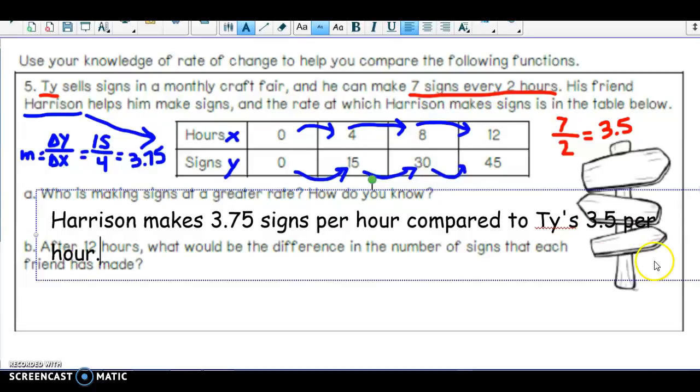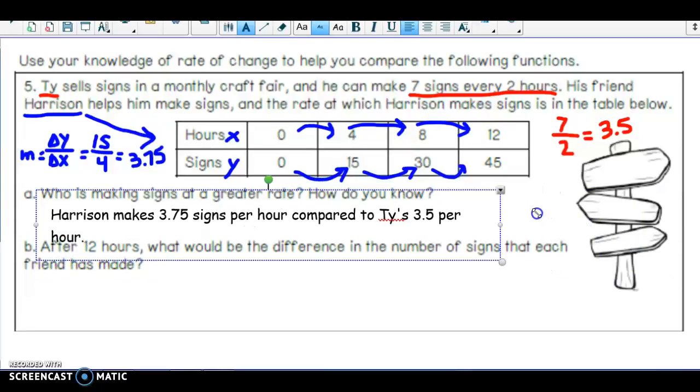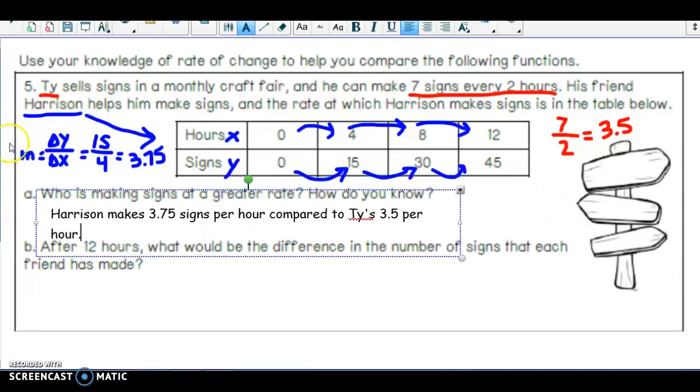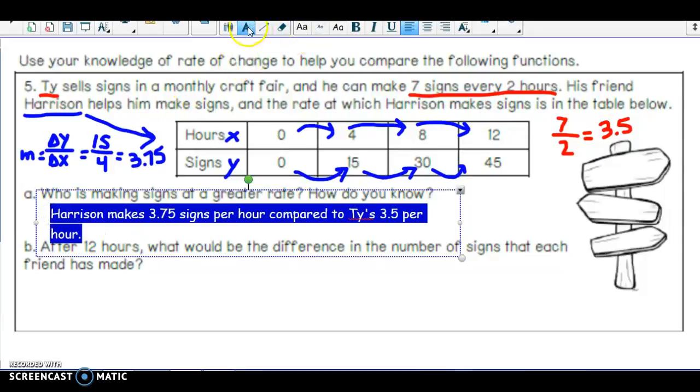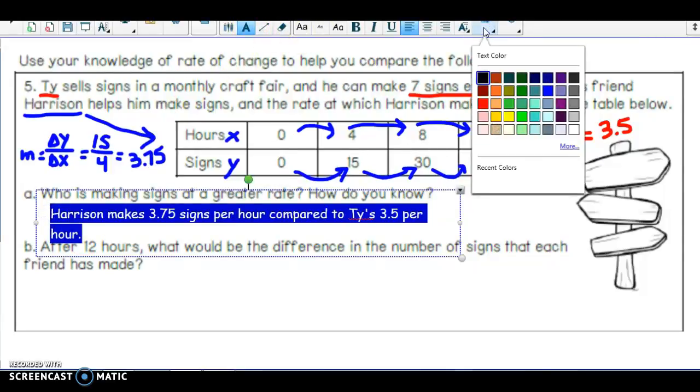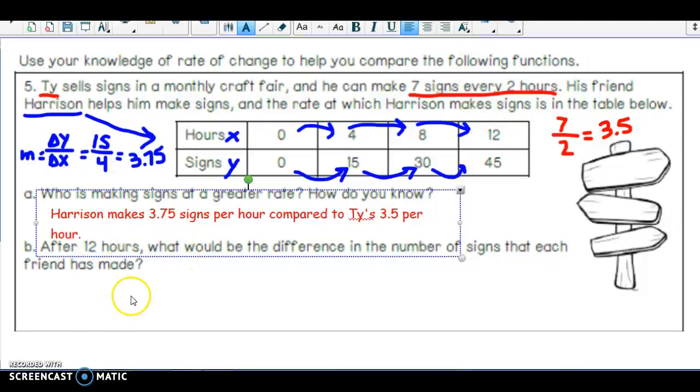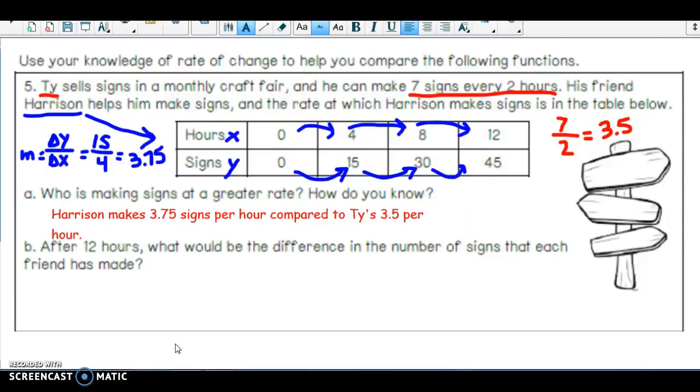And I think with the work that we've shown, it is pretty clear how we know. We've shown our change in y over change in x. We've shown that we've divided it out, and we've shown that we're able to compare our fractions and make sense out of the problem. Now we have to answer the question about after 12 hours, what would be the difference in the number of signs that each friend has made?